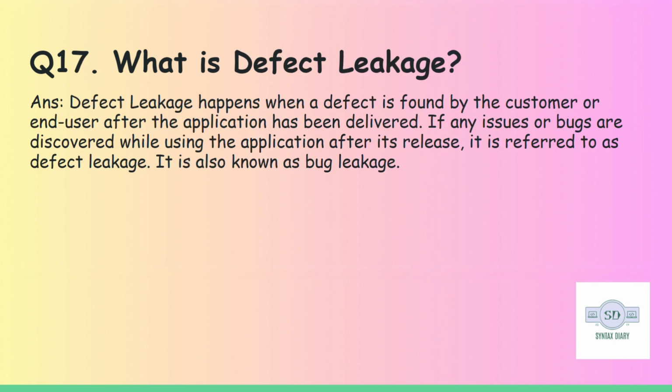What is defect leakage? Defect leakage happens when a defect is found by the customer or end user after the application has been delivered. If any issues or bugs are discovered while using the application after its release, it is referred to as defect leakage. It is also known as bug leakage.